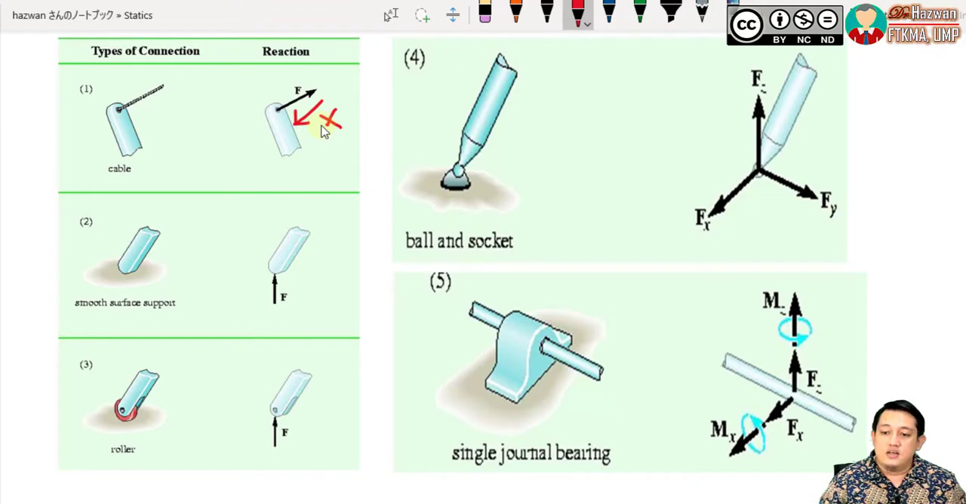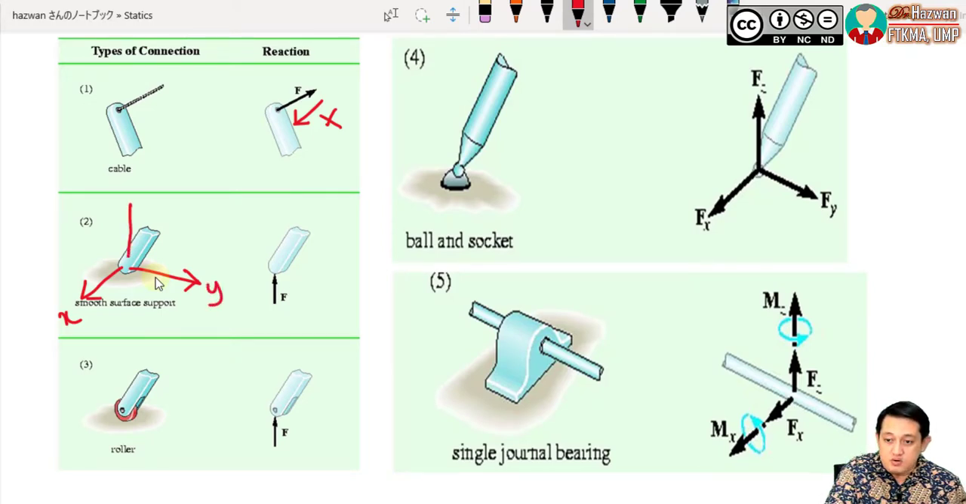And then this one, the smooth surface support. For the smooth surface support here, we can move this rod freely in the X direction and the Y direction, but we cannot move it downwards. The Z direction cannot, so we will have a reaction force in the opposite direction to the Z direction. That is why we have a reaction force pointing like this. What about a roller?